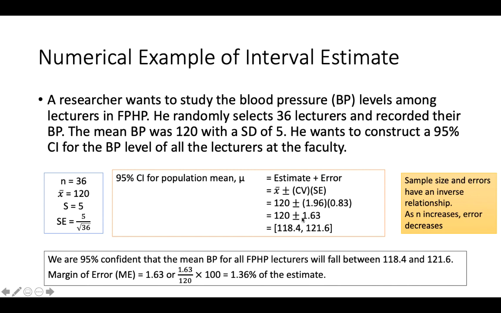When you subtract, it's going to be the lower bound. When you add it, it's going to be the upper bound. So this is what it means. We are 95% confident that the mean BP for all FPHP lecturers will fall between 118 and 121.6, with a margin of error of 1.63, or 1.63 over 120 multiplied by 100. That's going to be 1.36% of the estimate. That's all for our standard deviation, central limit theorem, and estimations.